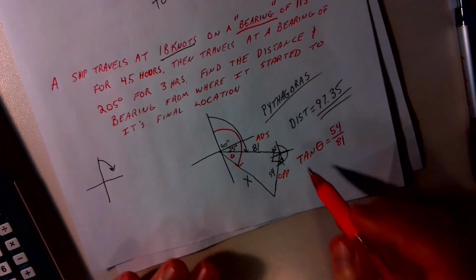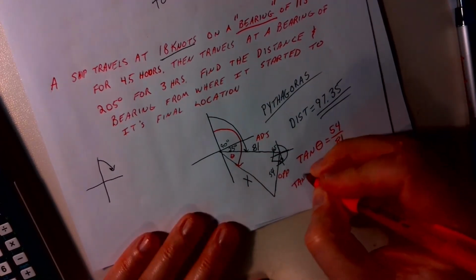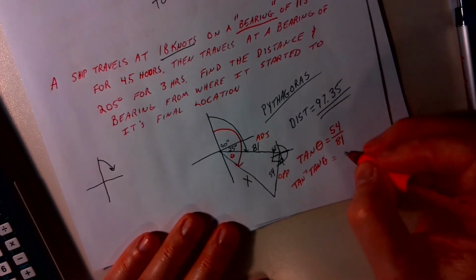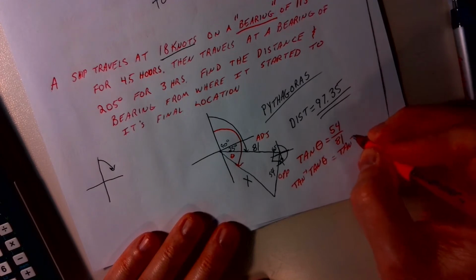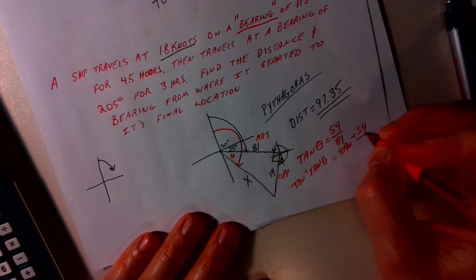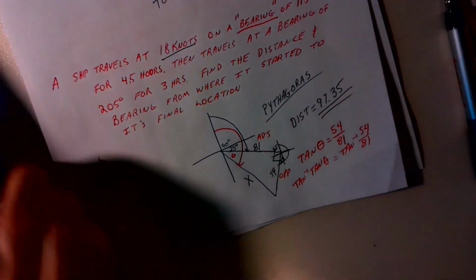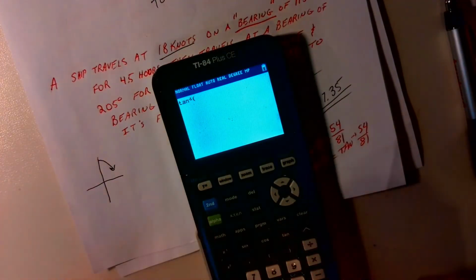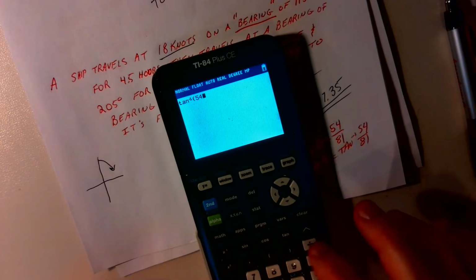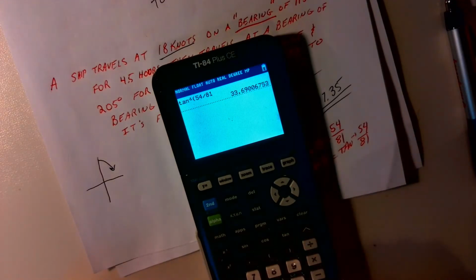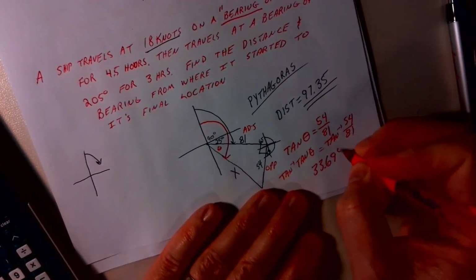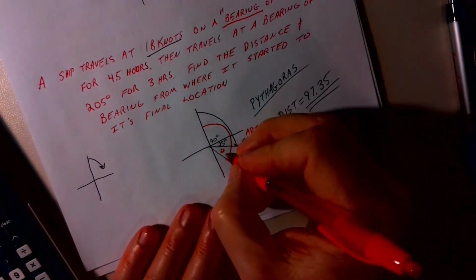And I know that I got to use tan inverse of tan to kill that off. And if I do it to one side, I have to do it to the other side. So on my handy dandy calculator, I'm going to go second tan inverse of 54 over 81. And I see that that's 33.69 degrees. So 33.69 degrees. That's what this is.